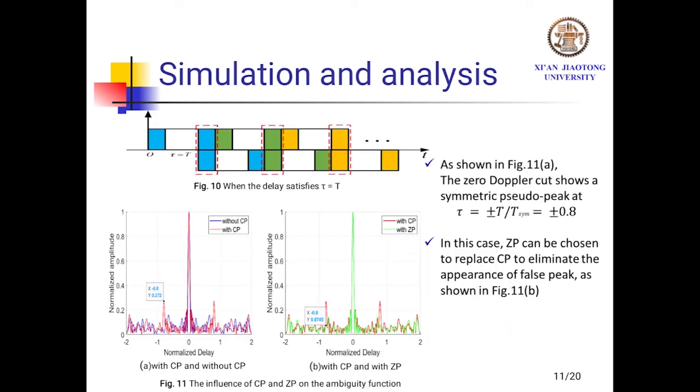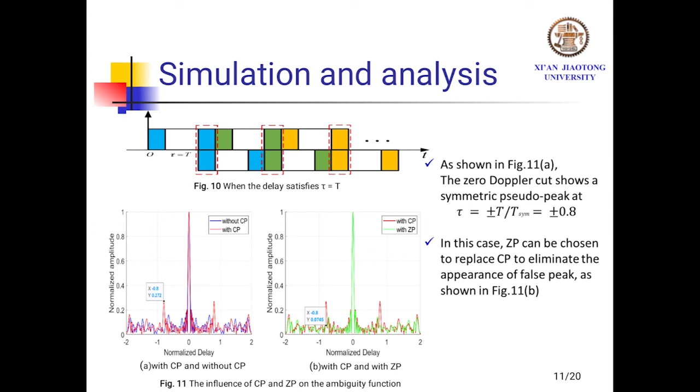Then let's find the influence of the cyclic prefix. When the relative delay is equal to the basic OFDM symbol duration, the integral of the ambiguity function is shown in Figure 10. Due to the cyclic prefix, the correlation between the two signals will be exactly equal at the prefix part of each OFDM symbol, which causes a symmetric pseudo-peak, and it will be introduced into the range ambiguity function.